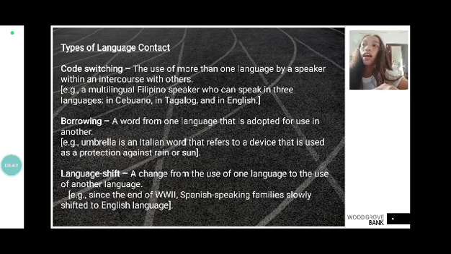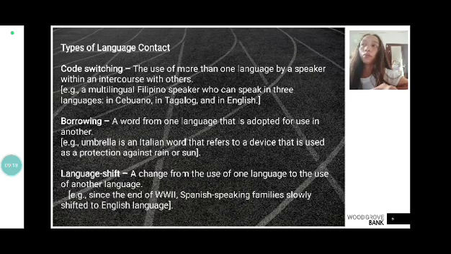Next, we have language shift. Language shift is a change from the use of one language to another. To understand language shift, it is a process of language replacement that occurs over an extended period of time. For example, since the end of World War II, Spanish-speaking families slowly shifted to the English language. It means that the change of the language will only occur caused by phenomena or economic, social, and political factors.